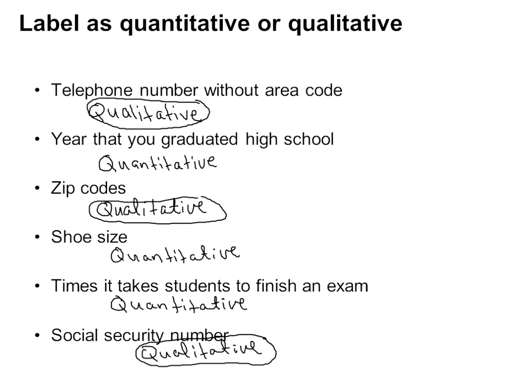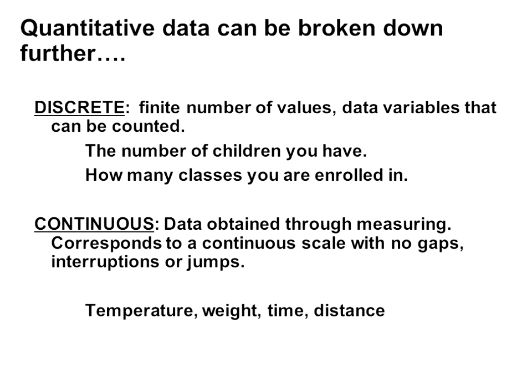Okay, so let's move on. All right, so quantitative data can be broken down further. So now we're just focusing on quantitative data. Quantitative data is numeric. Not only is it numeric, but when you find the average, it has to be meaningful. That's how we know it's quantitative data. So it's broken down into discrete and continuous.